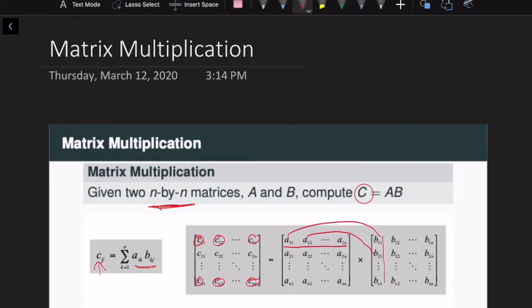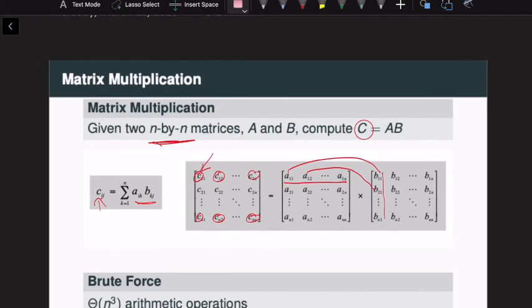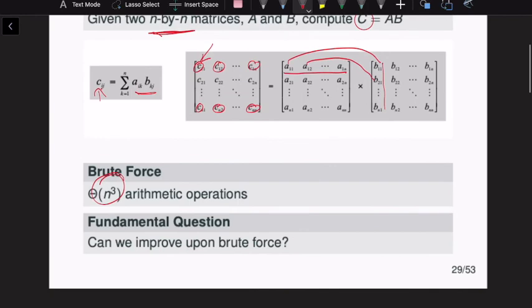So we're going to have to do n of these multiplications, and then add them all up, which is going to be n minus 1 additions. So in total, we're going to have to do around order n operations to compute each one of these numbers. Now, because of that, we have n squared numbers that we have to compute, and each one takes about order n operations. We could say that brute force is going to take order n cubed operations.